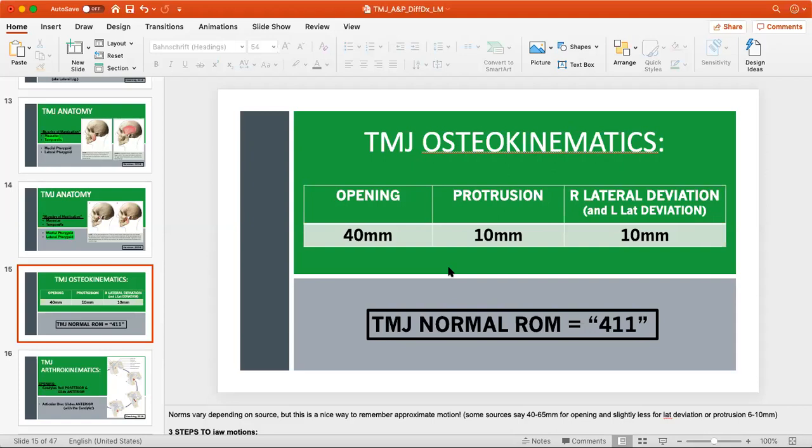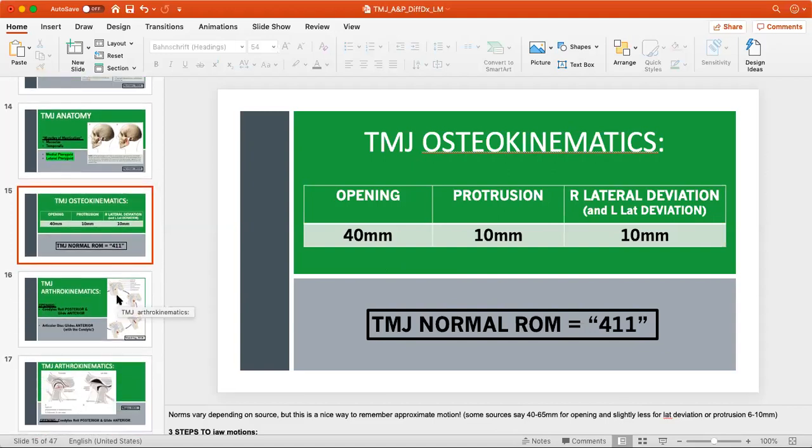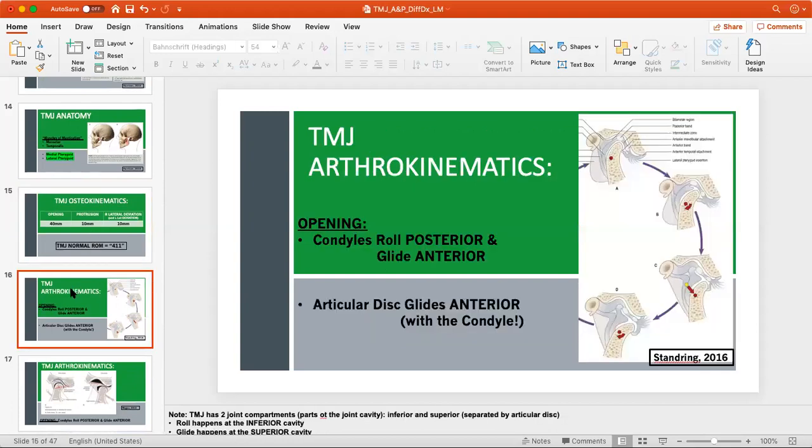Opening is going to be described as 40 millimeters of opening. Protrusion, 10 millimeters, and then 10 millimeters of deviation to the right side, 10 millimeters of deviation to the left side. So 10 millimeters each way on your deviations. Those are your joint motions, or the motion of the bone segment itself. Your arthrokinematics, or the motion at the joint surface, we're going to describe as a gliding motion. And this picture and the following slide are going to be depicting that roll and glide kinematic.